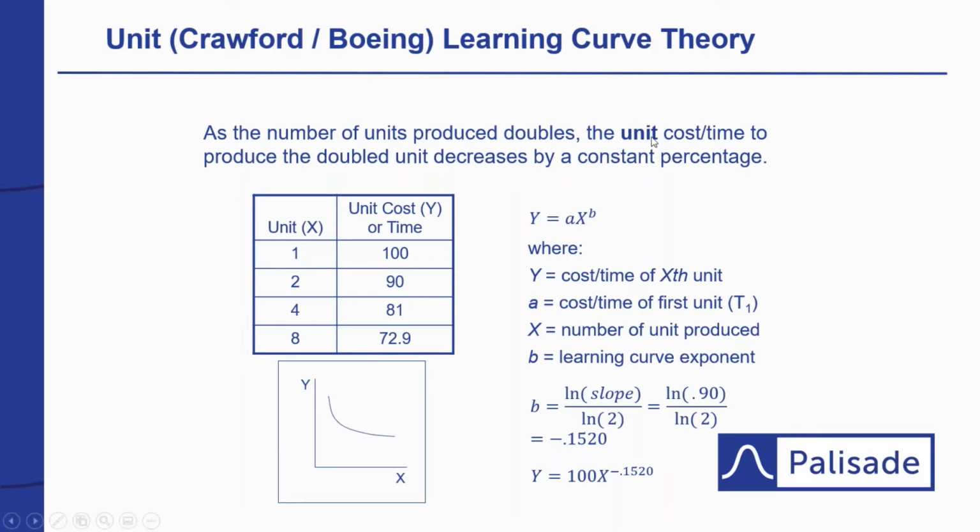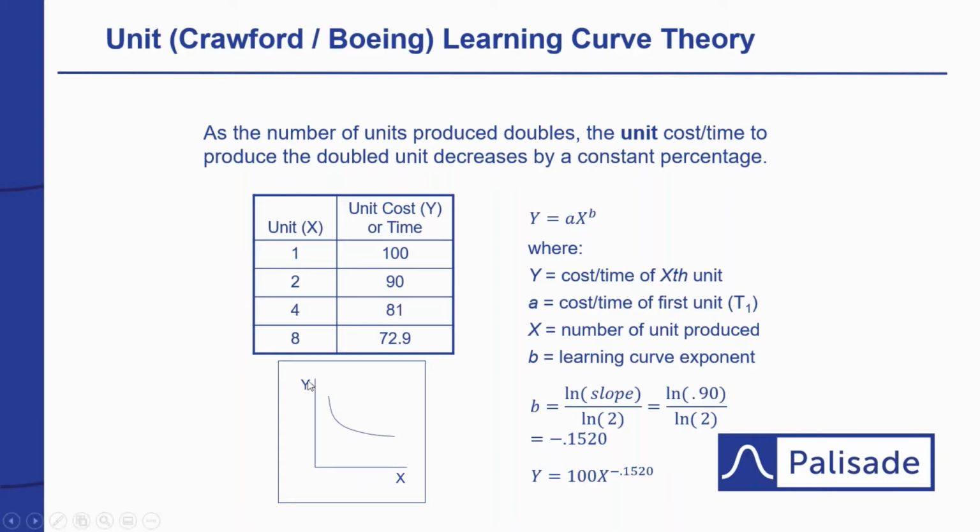And the reason the focus is on unit here is because we're looking at the first, the second, the fourth. These are the doubled unit numbers. 100 to 90 is a decrease of 0.9, 90 to 81, a decrease of 0.9, 81 to 72.9, another decrease of 0.9. So this would be a perfect fit, to tell you the truth, and you're not going to see anything quite that perfect. But if you are approximately experiencing something like this, then maybe you've got a situation that could be modeled with this unit learning curve.